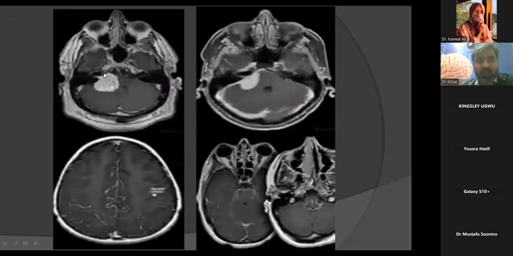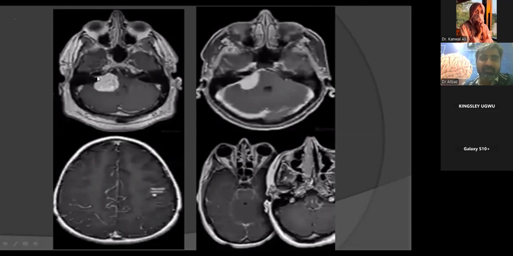Solitary fibrous tumor. Very good. Solitary fibrous tumor and solitary fibrous tumor. So now there's no hemangiopericytoma. What kind of tumor is this?